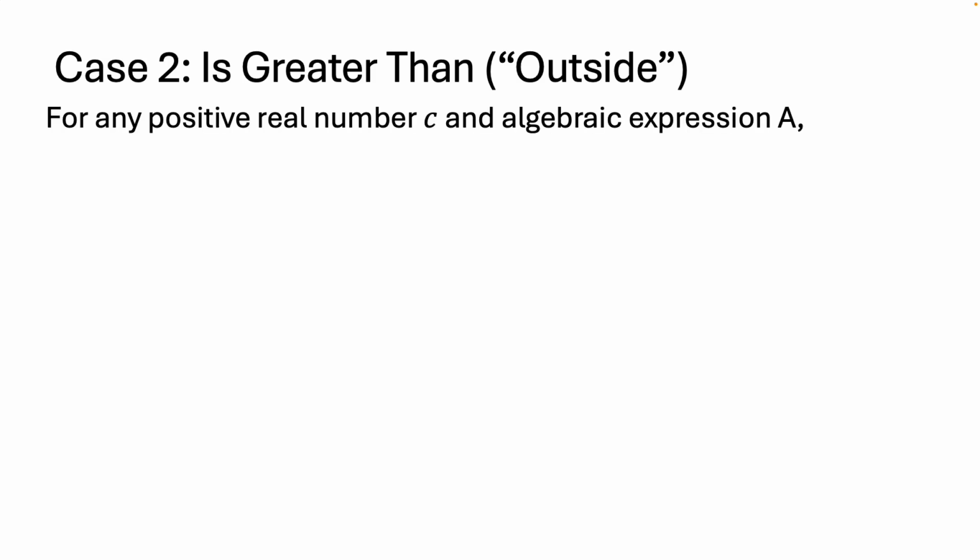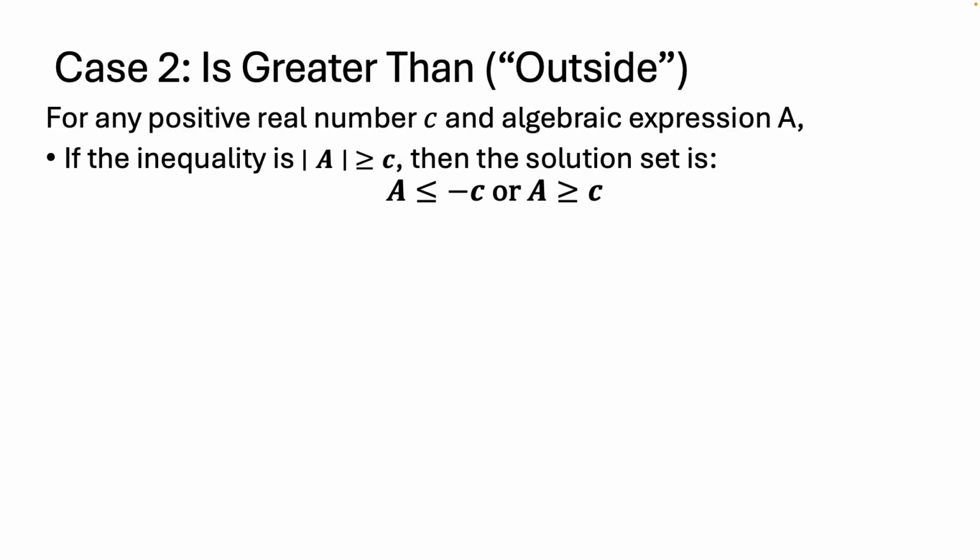Let's take a look at the second case, is greater than. These are often referred to as the outside inequalities. Once again, we'll write the definition using generic terms. So for any positive real number C and algebraic expression A, if the inequality is the absolute value of A is greater than or equal to C, then the solution set is the algebraic expression A is less than or equal to negative C, or the algebraic expression A is greater than or equal to C. This is a compound inequality connected with the phrase or. Both parts of this compound inequality are part of the solution set.